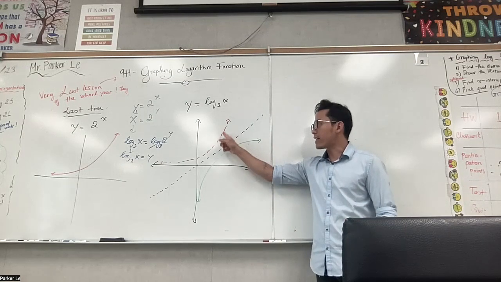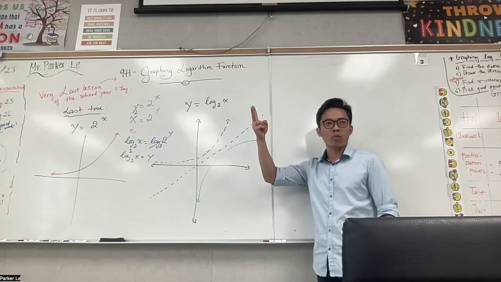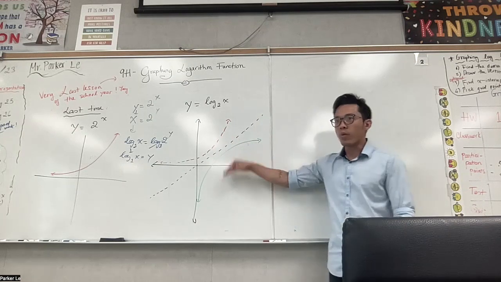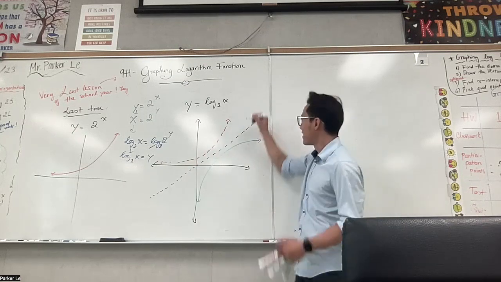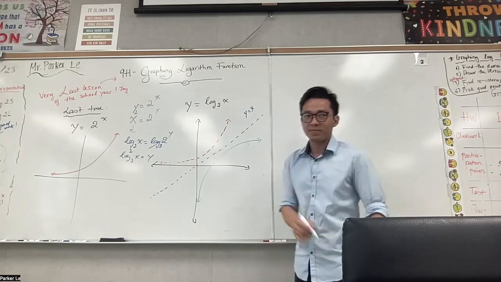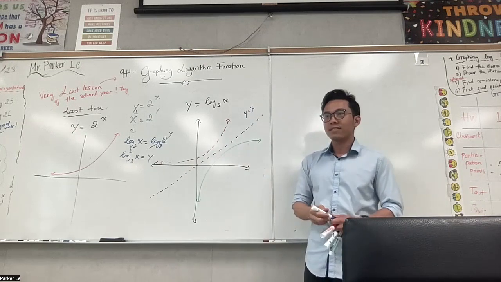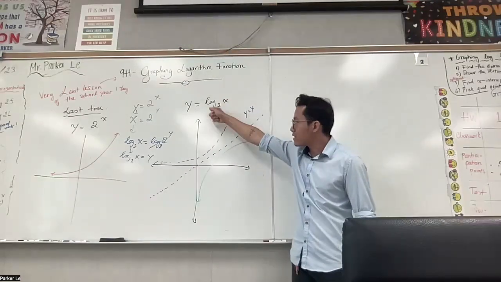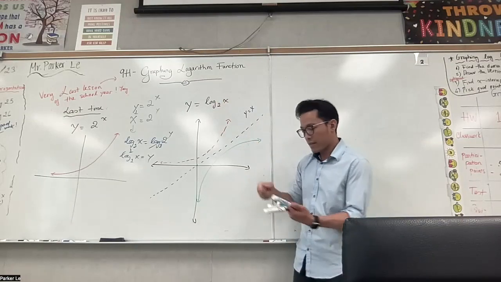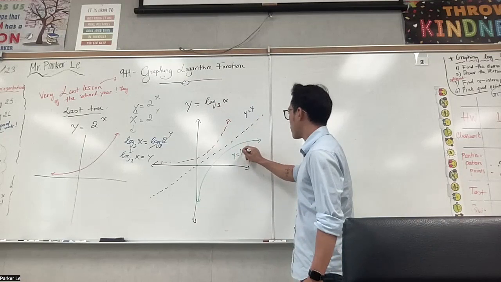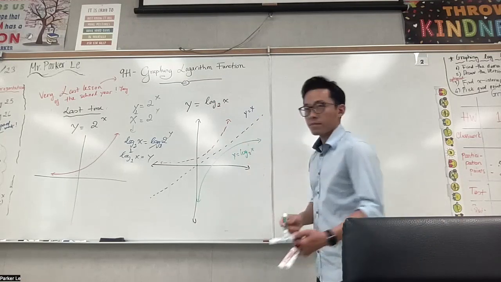You remember you find a good one over here, and then you switch the x and y, you draw a new one. The new one is going to reflect over this diagonal line, remember? Okay, that's right. y equals x. This line y equals x. Yeah? So this graph, the original log, they're going to look like this. Okay, so this is y equals log 2 x.